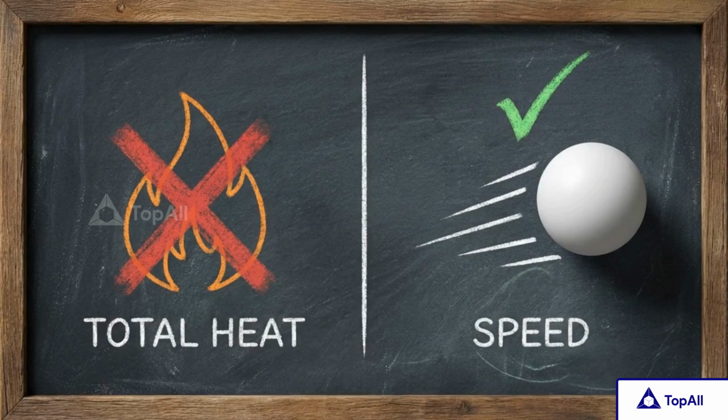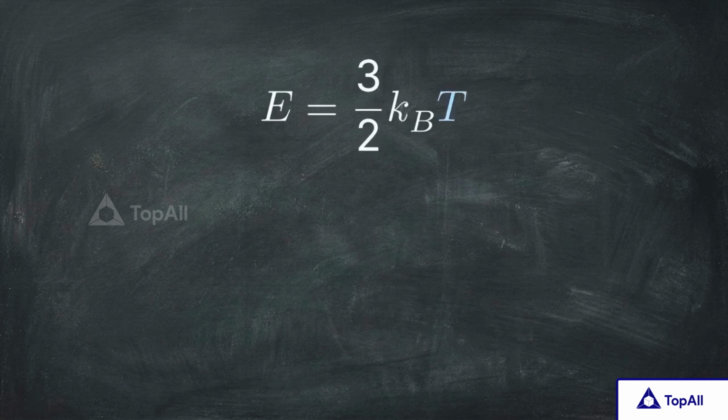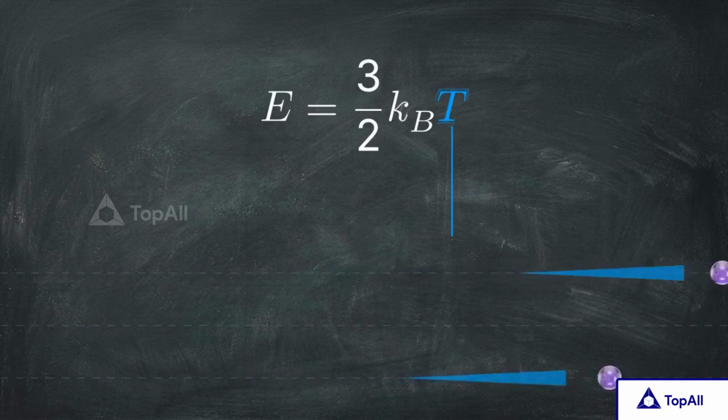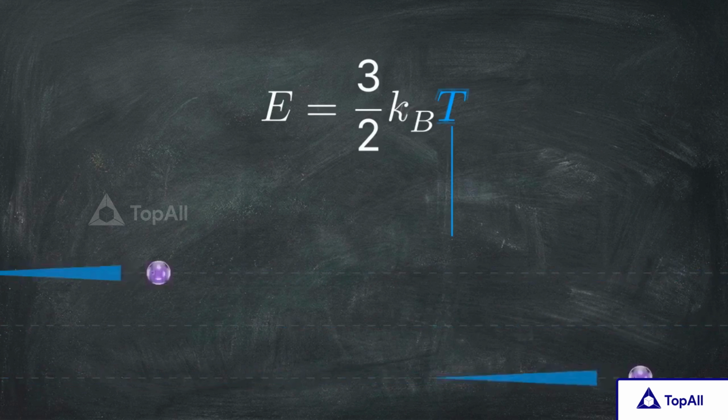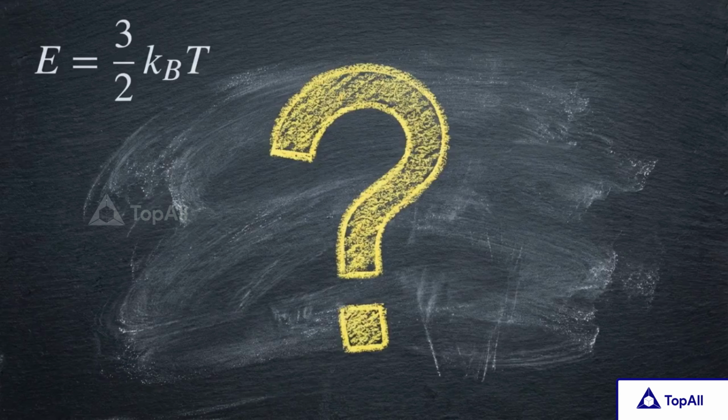While we often use the word loosely, temperature does not measure the total heat energy in a system. This equation defines temperature as a macroscopic measurement of a molecule's average translational kinetic energy. It measures one thing: the speed at which a particle flies in a straight line from point A to point B. This creates a new question.